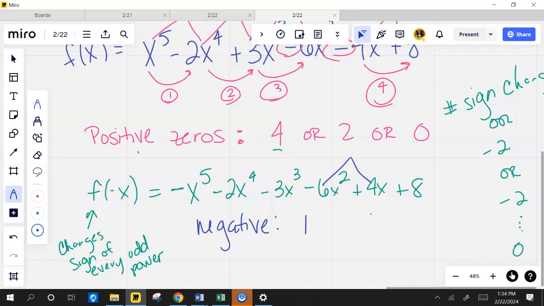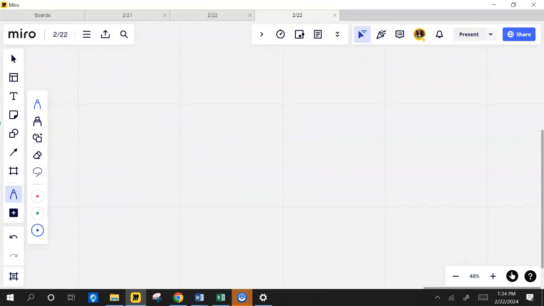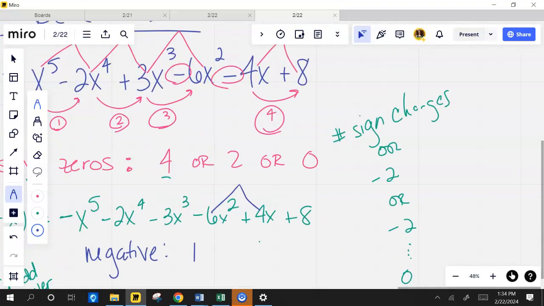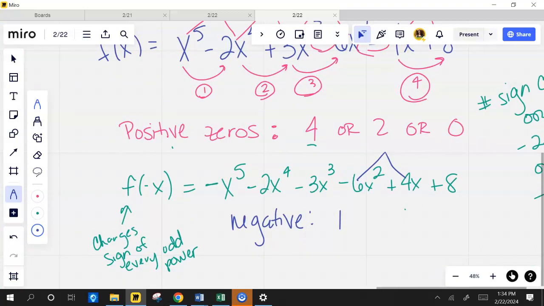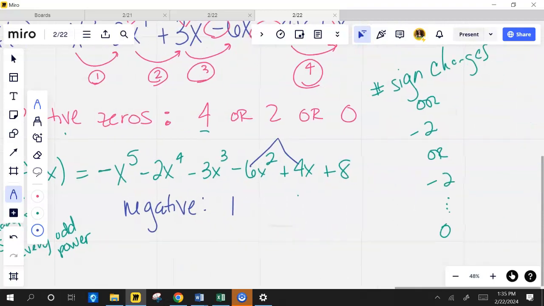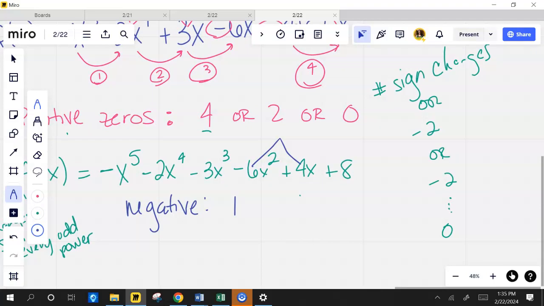Let me do one more example with you so you can see. So there's only one jump, there's just one negative. So if there's 3 jumps, there'd be 3 negative solutions. If there was 3 changes, then it'd be 3 or 1. I'm fixing it, and I'm going to cut some of it out. Let's just do the first 3.